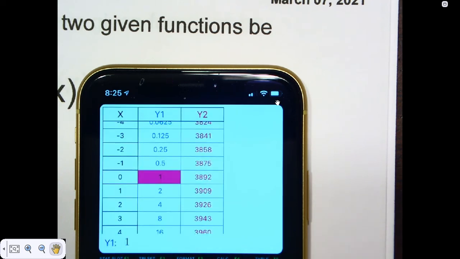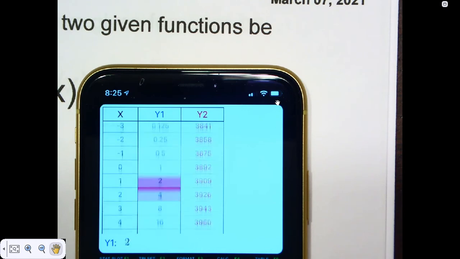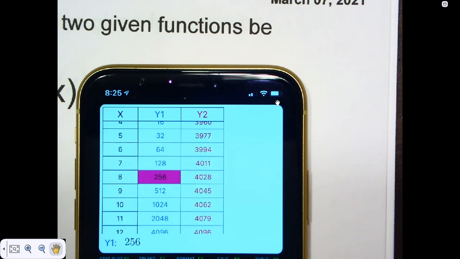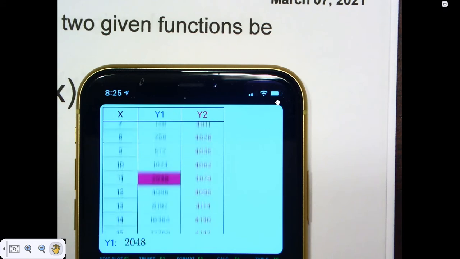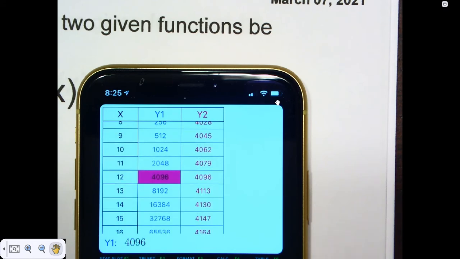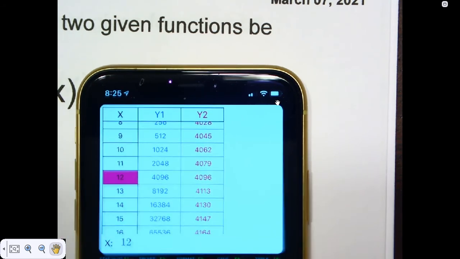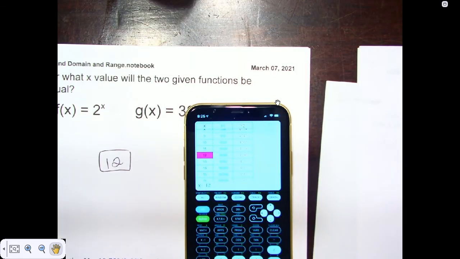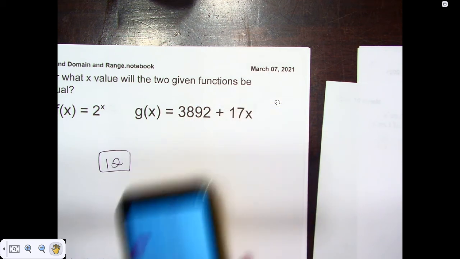Okay, so when are they equal? Wow, it's going to take a while. Right here, they are both 4,096 when my x is 12. Okay, so that is the shortcut of the table, but calculator inactive, you don't have any choice but the table. Calculator active, you can do y equals.